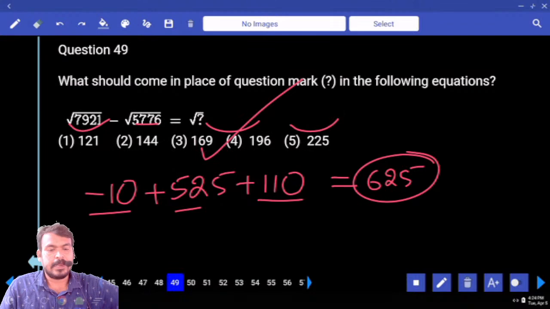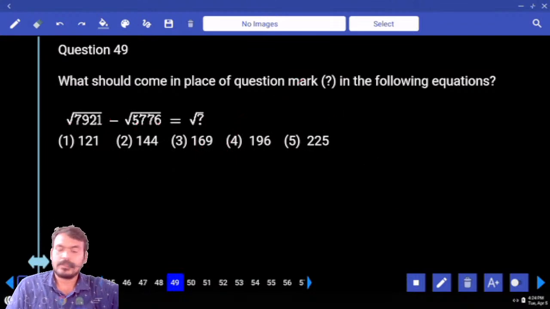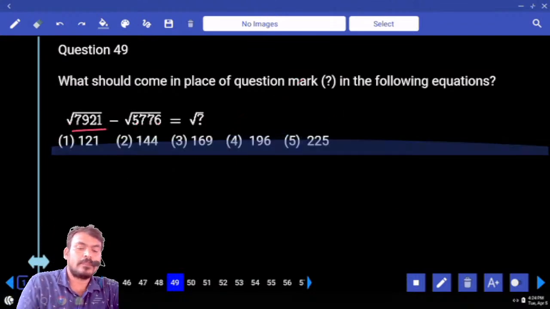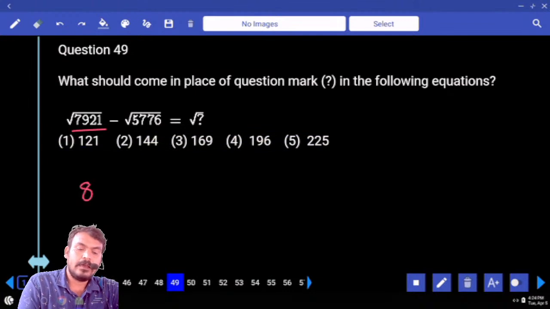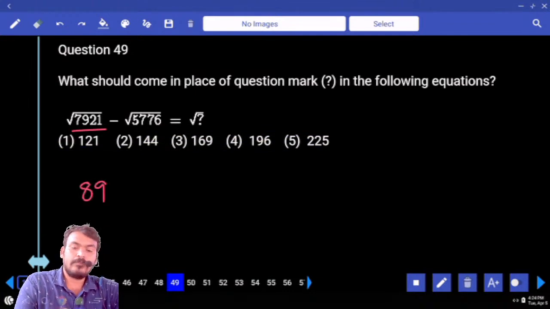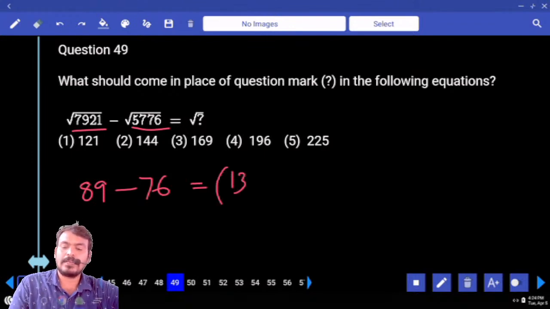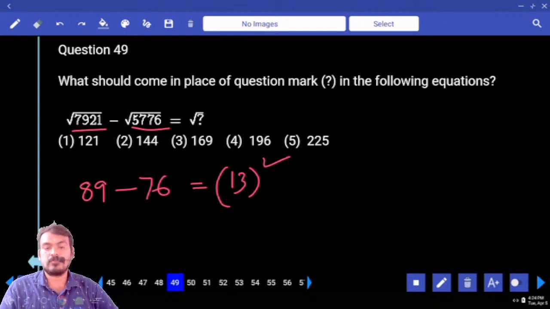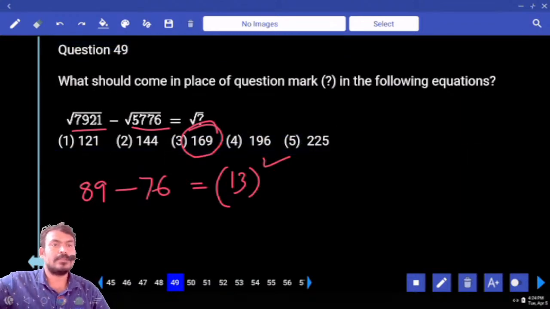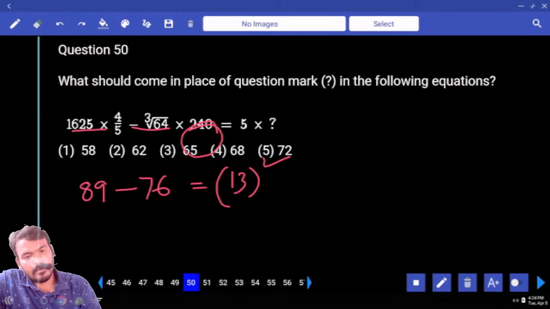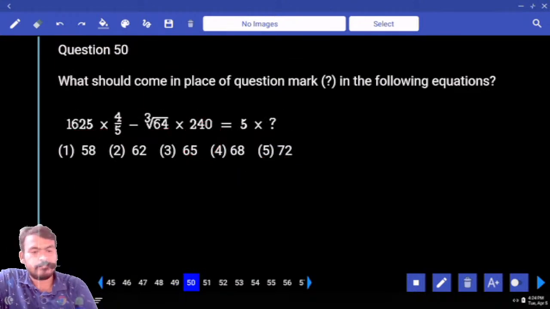Next 49. Square root of 7921. It is 89, or not? Square root of 5776. 76, or not? More than 75, or not? 89 minus 76. 13, or not? We require 13 square or 13? 13 square. What is the 13 square? 169.